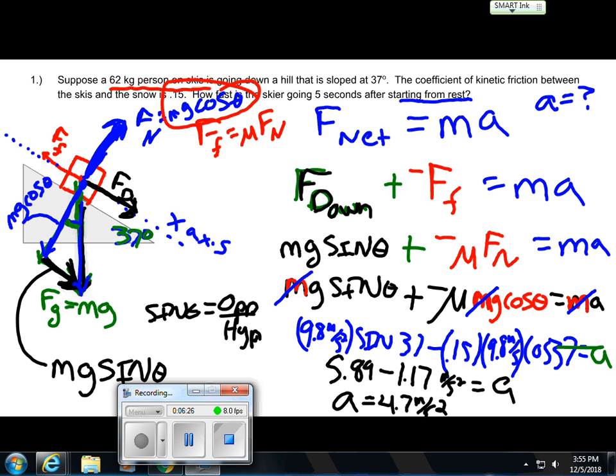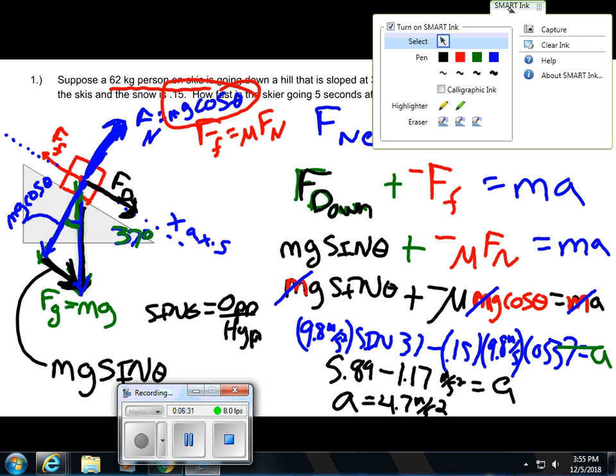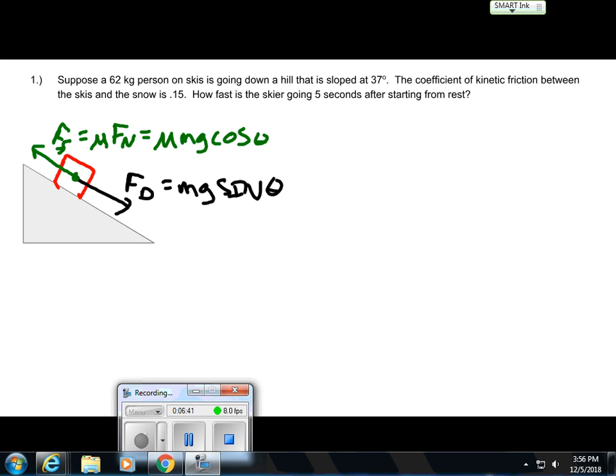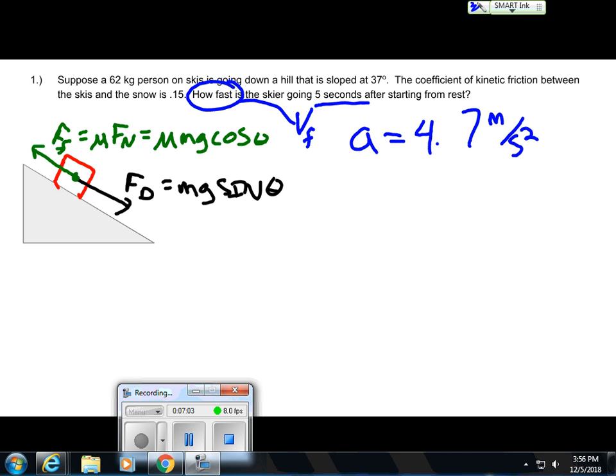All right, I've got to erase this because I need more room. We have not solved the problem because we are looking for what happens 5 seconds after it starts from rest. So I am erasing the board. Okay, continuing with this information, I have now found that a is approximately 4.7 meters per second squared. Now I have to find out how fast that's going to be, velocity final, after 5 seconds.